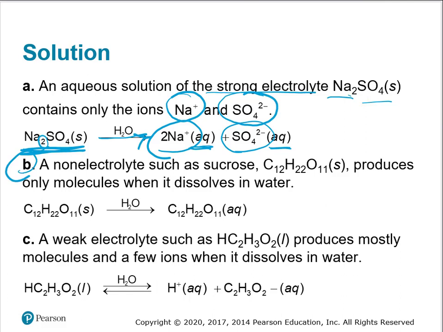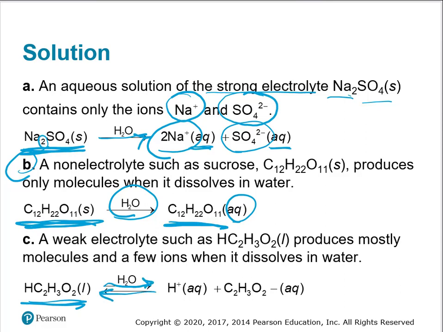For B, we were told that we had sucrose, a non-electrolyte. So we have sucrose, solid sugar, dissolved in water. We now have sugar that's dissolved, aq. No ions, it's a non-electrolyte. And for C, acetic acid, we're told that it's a weak electrolyte. So I'm starting with my acetic acid, and for a weak electrolyte, we show that it's going back and forth. We have some hydrogen ions, we have some acetate ions, but we have a lot of acetic acid in molecular form, giving us mostly molecules and a few ions when it dissolves in water.